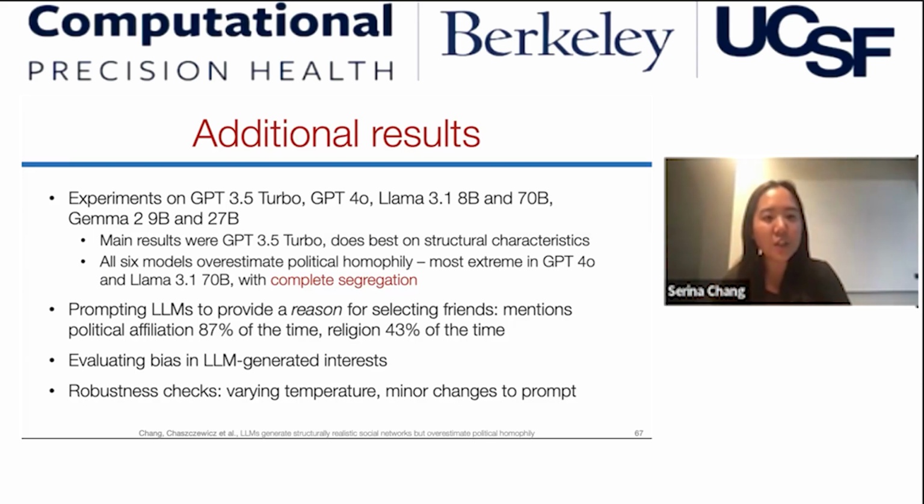And so this sort of overestimation has some implications, because if you now want to take these synthetic networks and do something like run an epidemiological model over it or run some sort of polarization model over it, you would end up overestimating polarization because you're overestimating this homophily. And so there are important implications that mean we shouldn't be using LLMs yet for these kinds of tasks, at least if you generate your synthetic networks this way. We also do various other things, like prompting the LLMs to provide a reason for selecting friends, evaluating bias in LLM-generated interests, and different robustness checks.